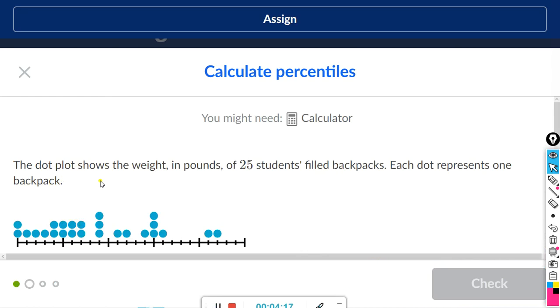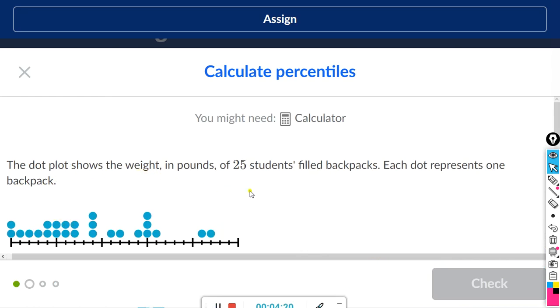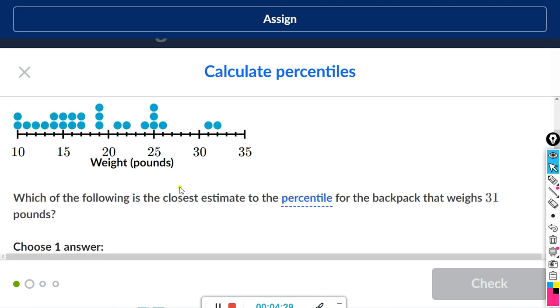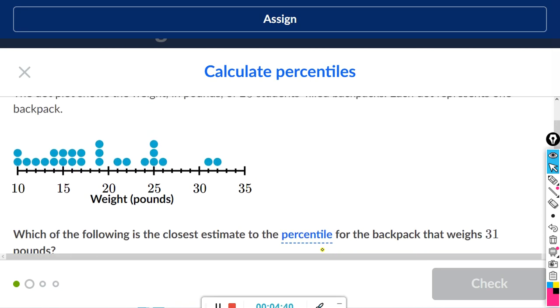The dot plot shows the weight in pounds of 25 students' filled backpacks. Each dot represents one backpack. Remember, these are 25 students, 25 dots. Which of the following is the closest estimate to the percentile for the backpack that weighs 31 pounds? All right, let's see. So this is 30. This right here is going to be 31. So we're looking at this dot right here.